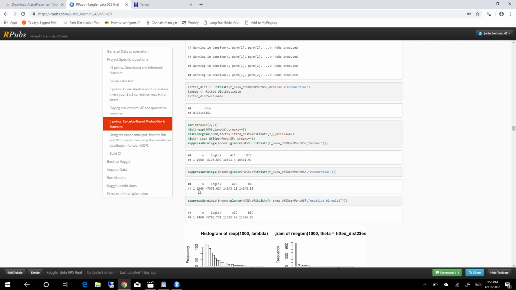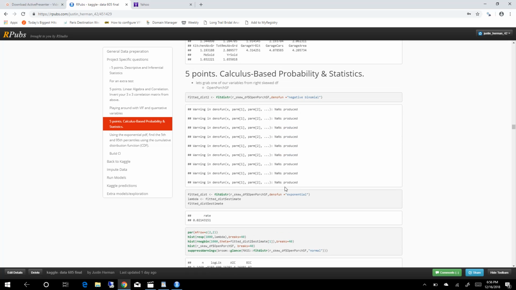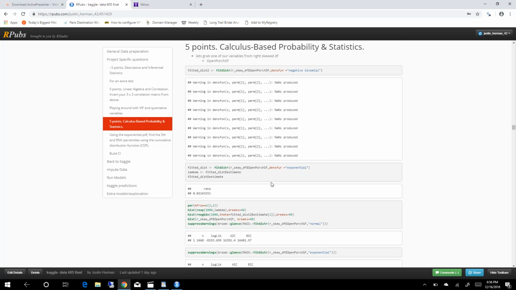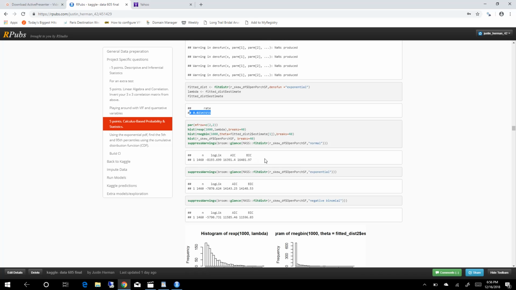But you can actually see that. I ran a test. I found a way, through broom glance, to run a test, and you can see that the AIC and BIC levels, minimizing that would mean that the fit is better. So it's saying that the fit of the negative binomial seems to be pretty significantly better than the exponential. But whatever, that's superfluous. That's not what was asked. So we fit the exponential, and we grabbed the theta, and we found that it's 0.021.